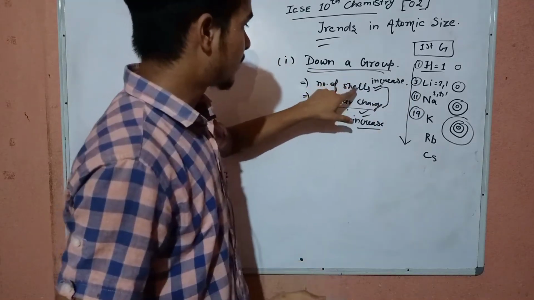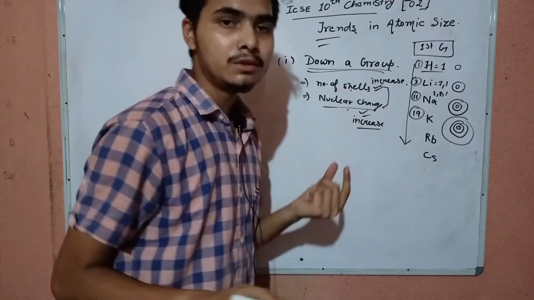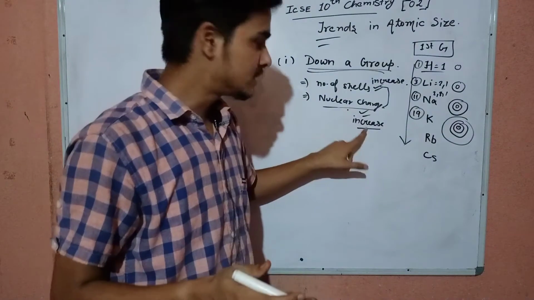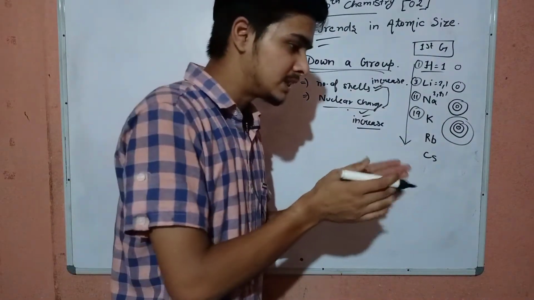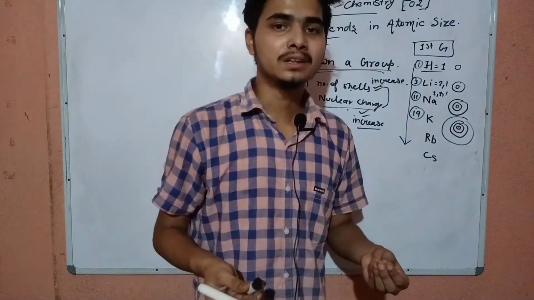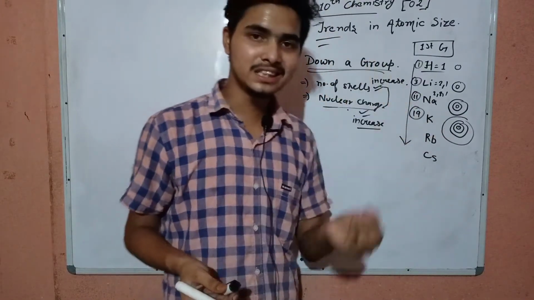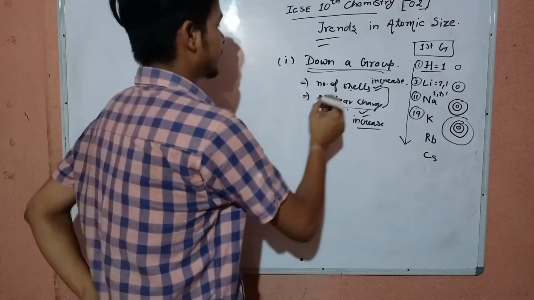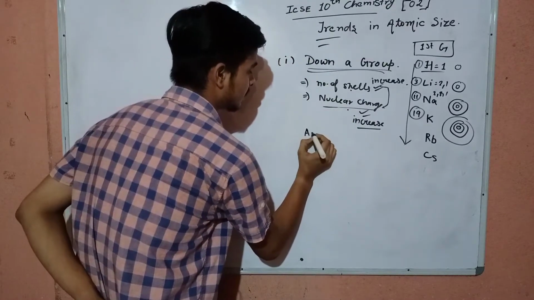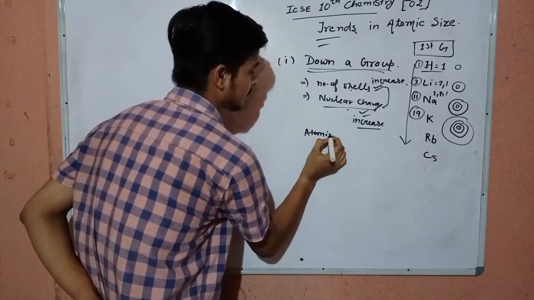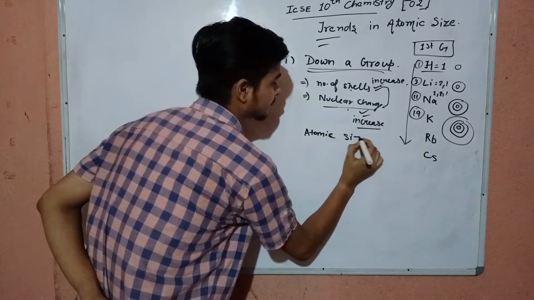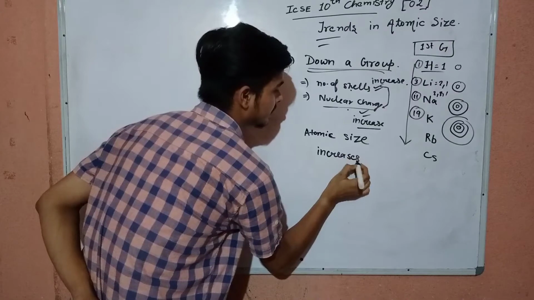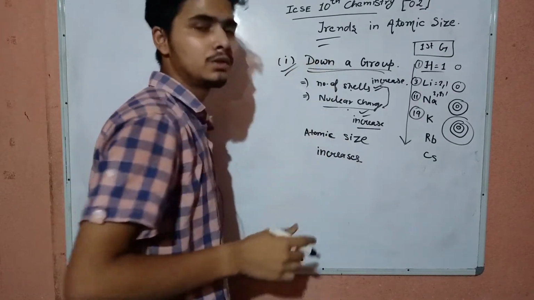Number of shells is getting increased, so it will cause the atomic size to increase. But we also have nuclear charge, which is also getting increased. That means atomic size will decrease. So what will happen? Either the atomic size will increase or it will decrease. The answer is that atomic size increases. This is the result when we go down a group.